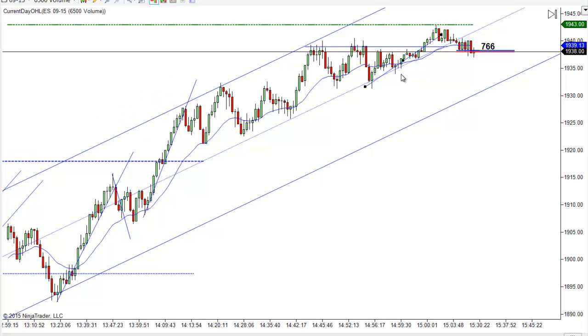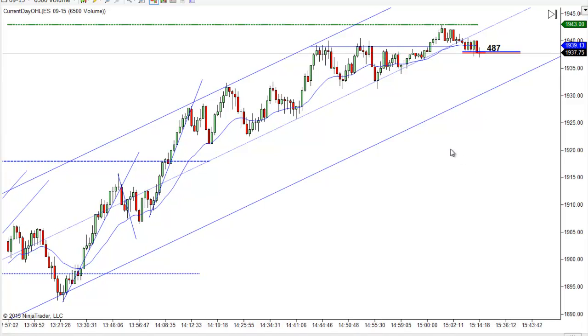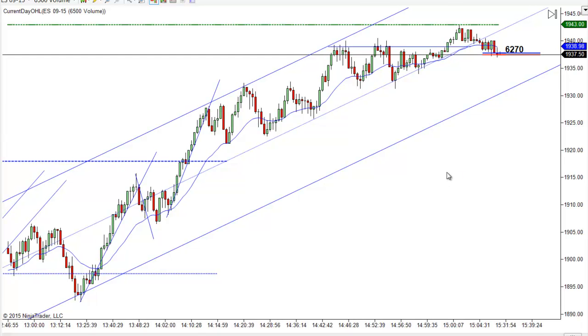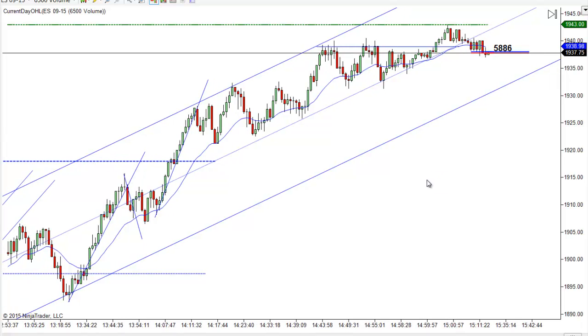If they drew it the way I drew it, they would have gone long, and you see they'd be getting stopped out now. So the trend is up. If you're going to go in any direction, you want to go with the trend until there's a reason not to. And there's no reason to be going short yet.